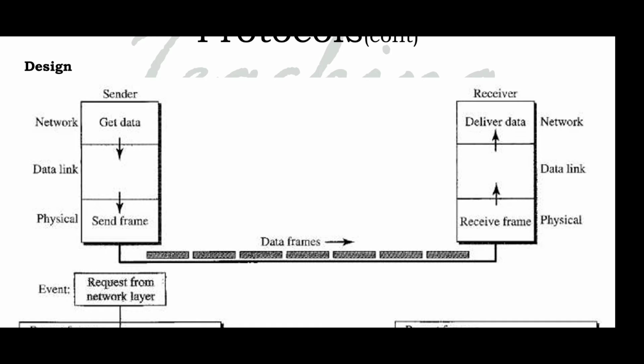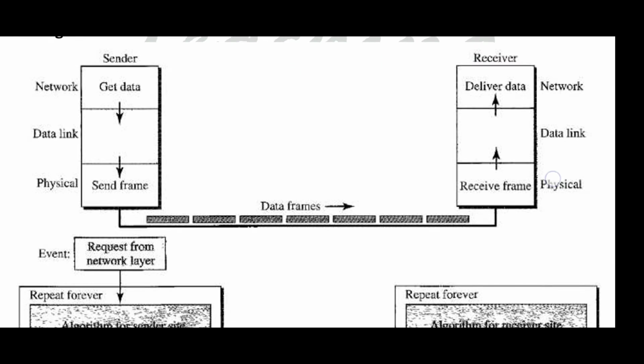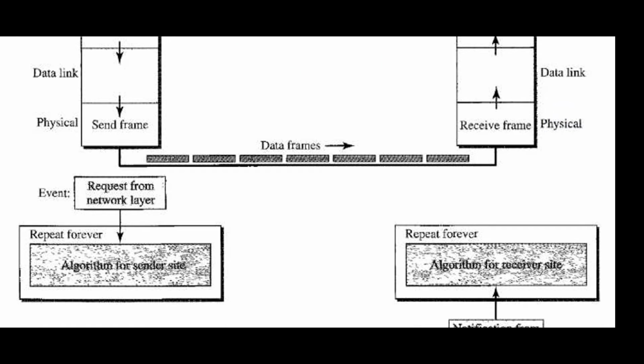So what I mean is, the sender gets the data and sends frames to the data link layer, and on the receiver side, the data link layer receives the frame from the physical layer and delivers that to the network layer. So this is happening in this protocol. And next, the data link layer of the sender and receiver provides a transmission service for their network layer.